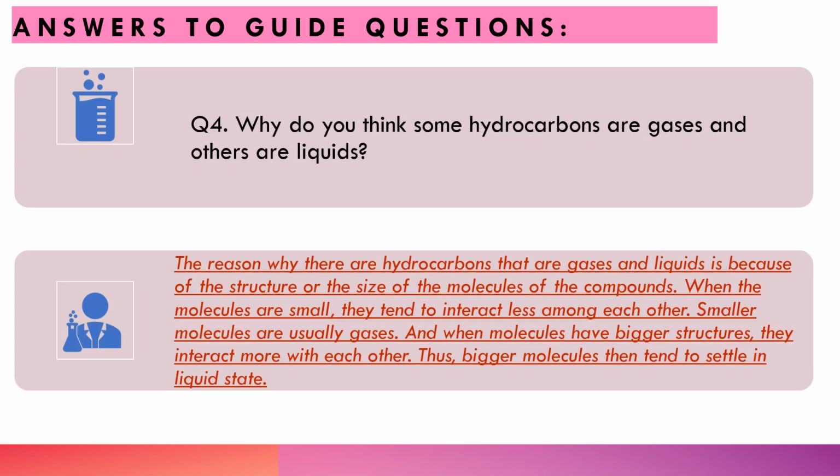Question number 4. Why do you think some hydrocarbons are gases and others are liquids? So the answer is, the reason why there are hydrocarbons that are liquids and gases is because of the structure or the size of the molecules of the compounds. When the molecules are small, they tend to interact less among each other. Smaller molecules are usually gases, and when molecules have bigger structures, they interact more with each other. Thus, bigger molecules tend to settle in liquid state.